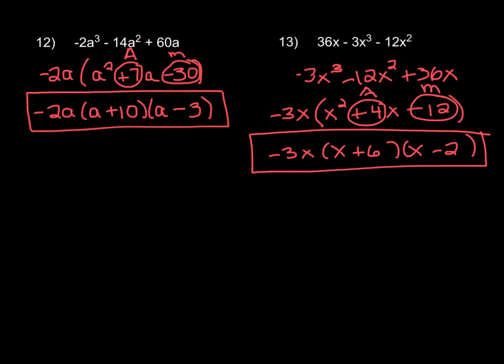And remember, whenever you want to check, you always can. All you have to do is just multiply everything, okay? Distribute the negative 3x into the first set of parentheses only, and then take that answer and double distribute it with the x minus 2.